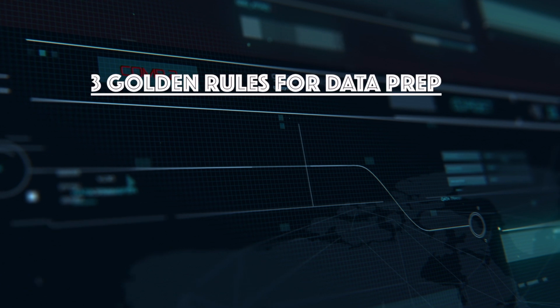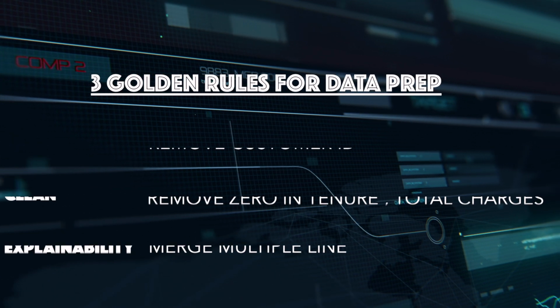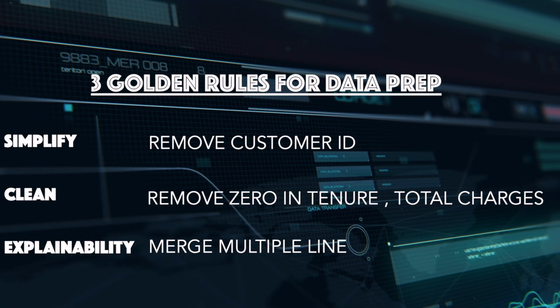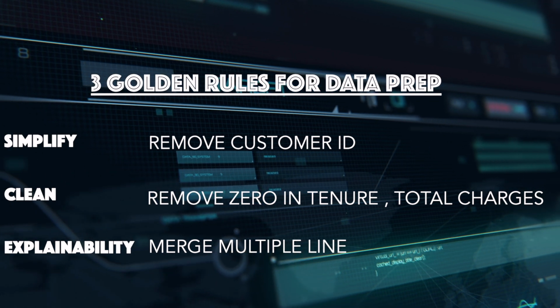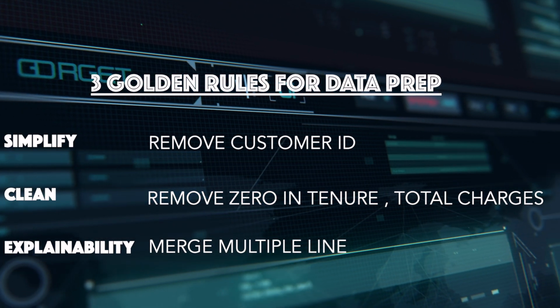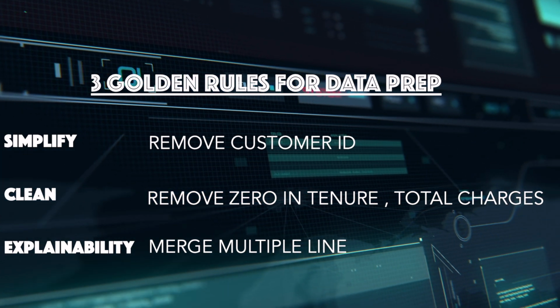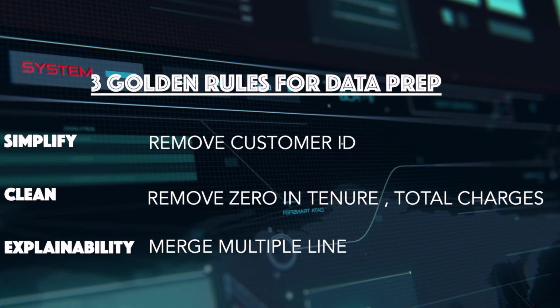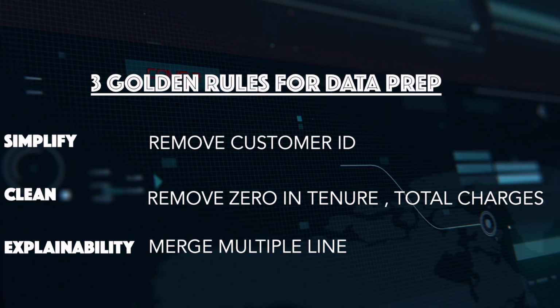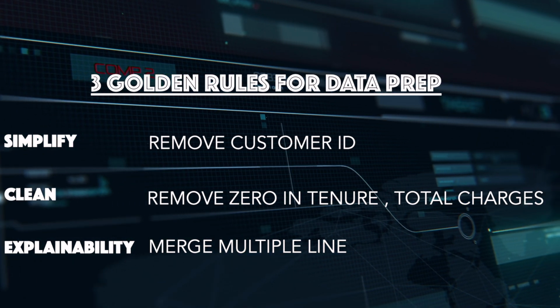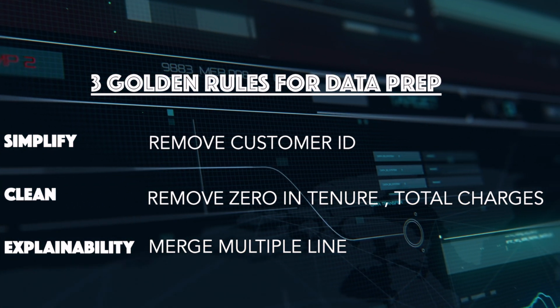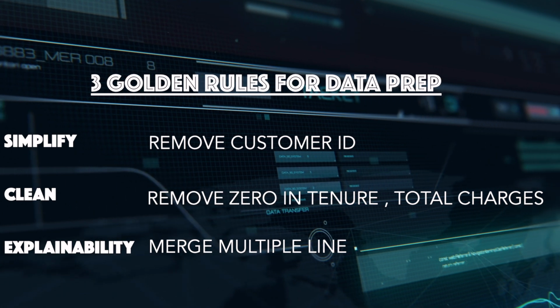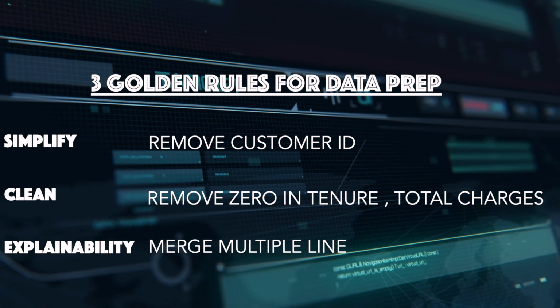So coming back to our golden rules, we simplify by removing the customer ID. We clean the data by removing the records which have 0 value in tenure and in total charges. And we will increase the model explainability by merging multiple lines equal to no and multiple lines equal to no phone service into multiple lines equal to no.